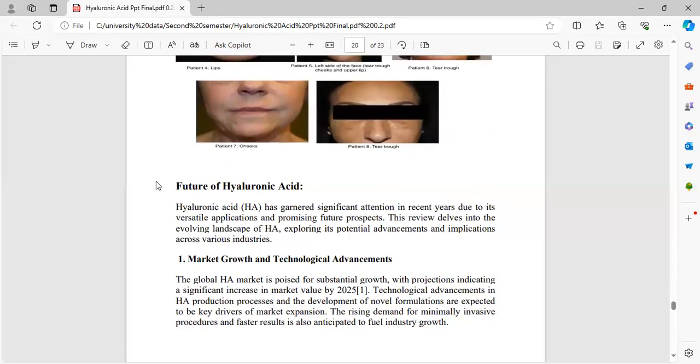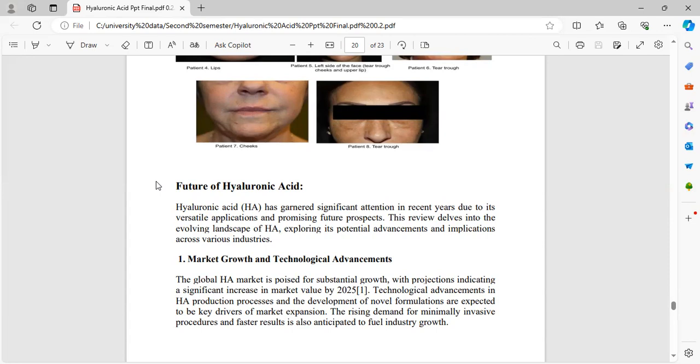Now I will explain to you about the future of hyaluronic acid. Hyaluronic acid has garnered significant attention in recent years due to its versatile applications and promising future prospects. This review delves into the evolving landscape of hyaluronic acid, exploring its potential advancements and implications across various industries.